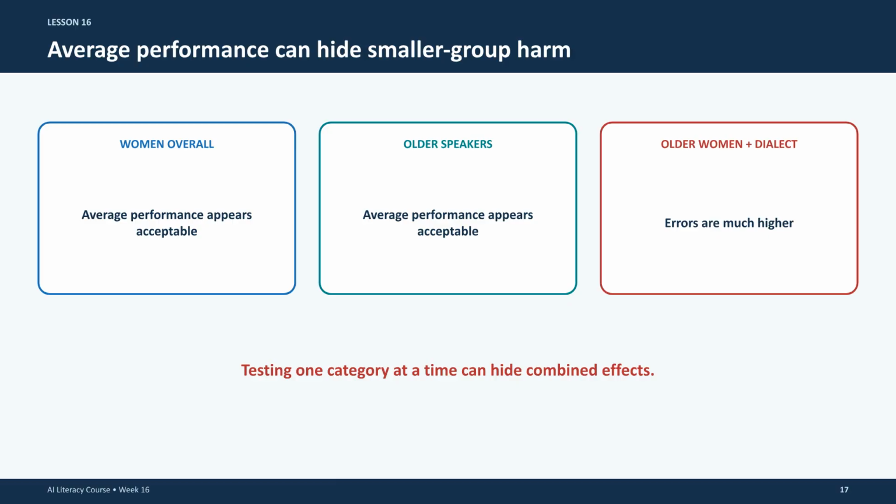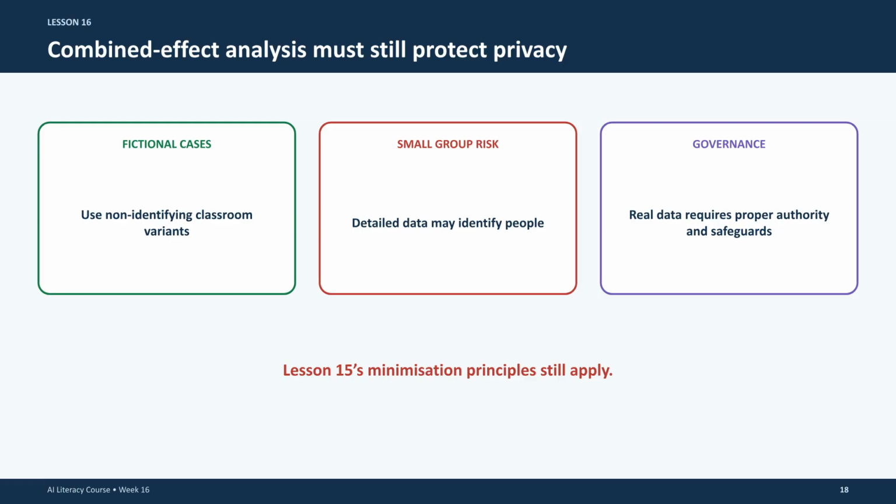For instance, a system might work well for women and older speakers separately, yet still fail for older women who use a specific dialect. While analyzing combined effects is vital, we must still protect privacy. In the classroom, use fictional cases to avoid identifying real people. When working with real data, proper authority and rigorous safety protocols are always required to minimize risk.